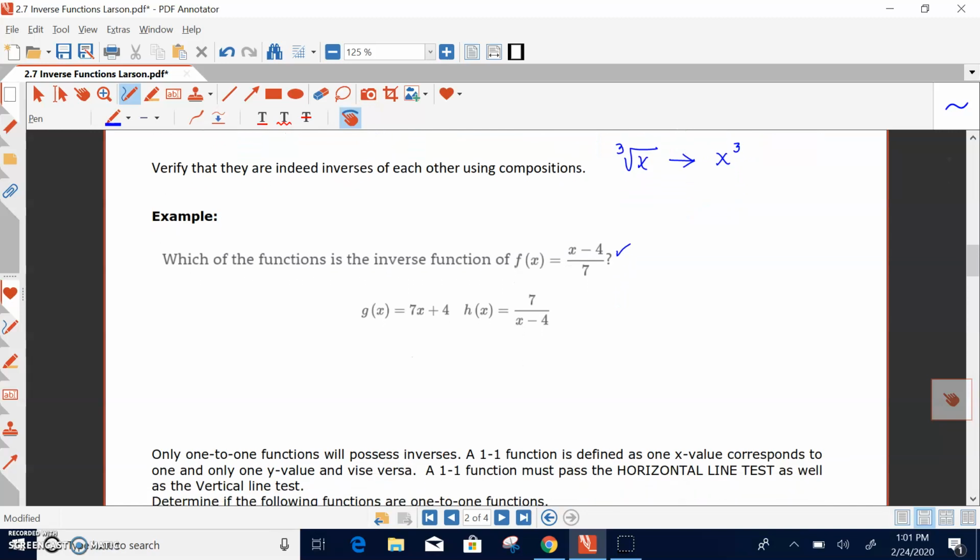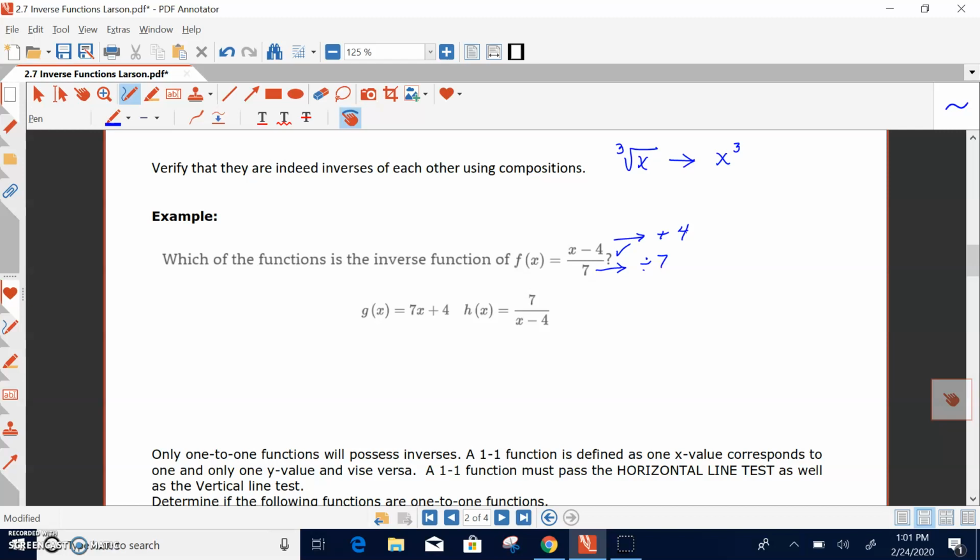There we go. We're going to figure out which of these two, g or h, would actually be the inverse of f of x. Well, let's take a look at what happens in f of x. I see that I have a division of 7, and I see that I have an addition of 4. How could I undo both of those?